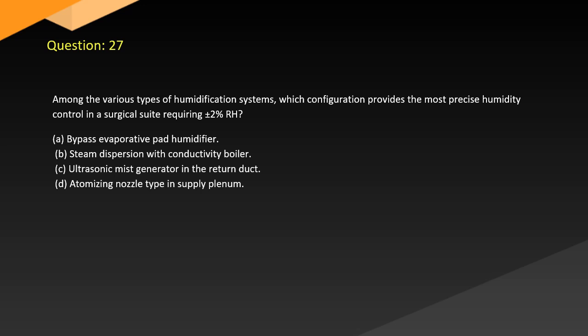Question 27. Among the various types of humidification systems, which configuration provides the most precise humidity control in a surgical suite requiring plus or minus 2% RH? A. Bypass evaporative pad humidifier. B. Steam dispersion with conductivity boiler. C. Ultrasonic mist generator in the return duct. D. Atomizing nozzle type in supply plenum.